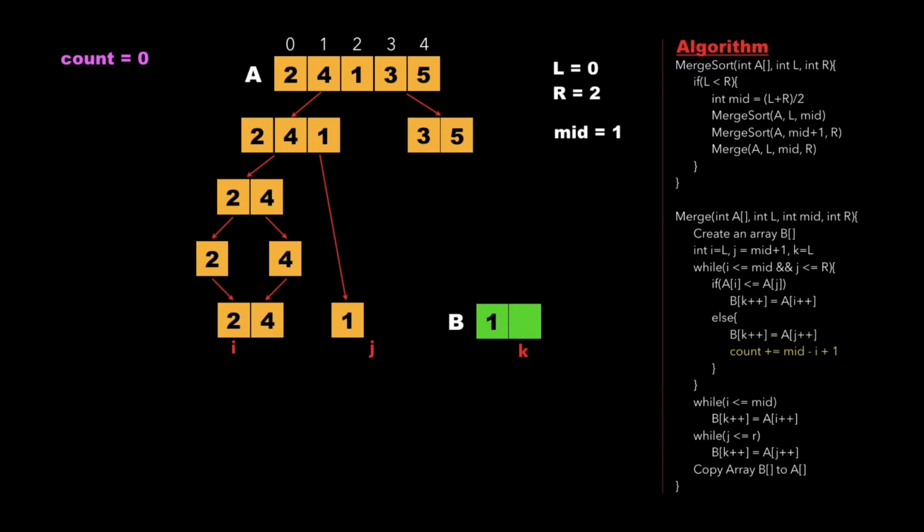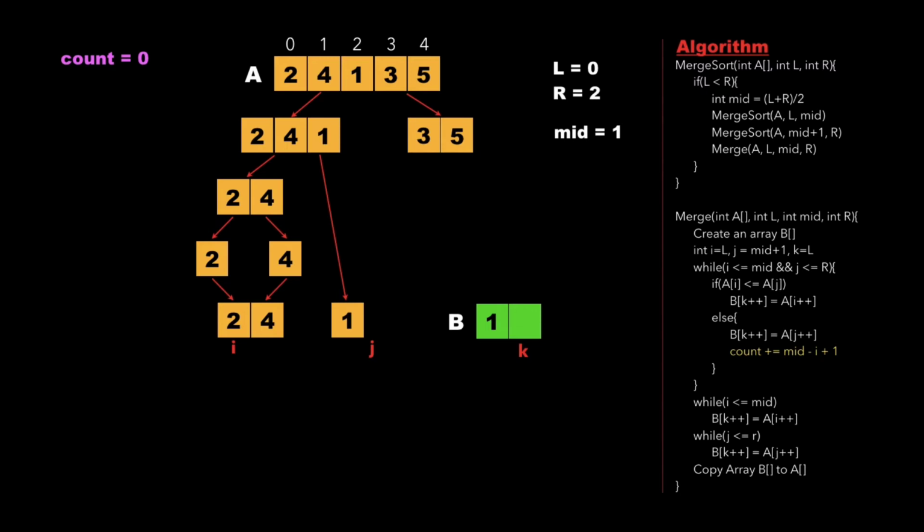So the formula mid minus I plus 1 represents the number of elements in the first subarray from I to the end of the array. The reason for including this formula is that suppose the first subarray is already sorted and we encounter an element in the first subarray at the index I, then the elements after that particular element will be greater, so the number of elements, mid minus I plus 1, is equal to the number of inversion count.